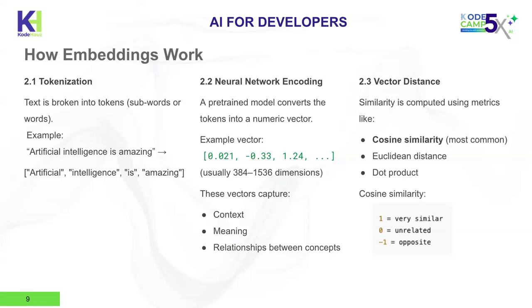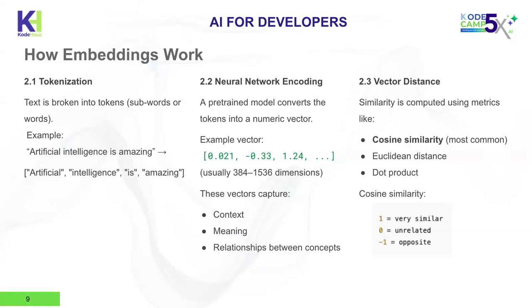You would now see that these are floating point numbers, basically numbers with decimal points. And these numbers can be anything. In this case, artificial is mapped to 0.021, intelligence to minus 0.33, is to 1.24, and so on. And it's a high dimensional thing. You can see typically up to 384 dimensions or 1,536 dimensions. These vectors will capture everything: the context, the meaning, and also the relationship between the concepts.